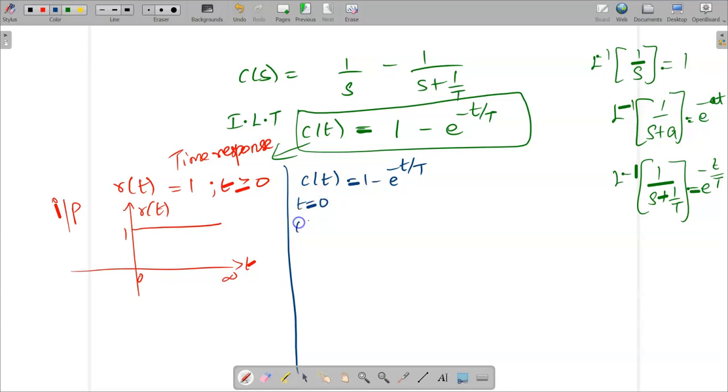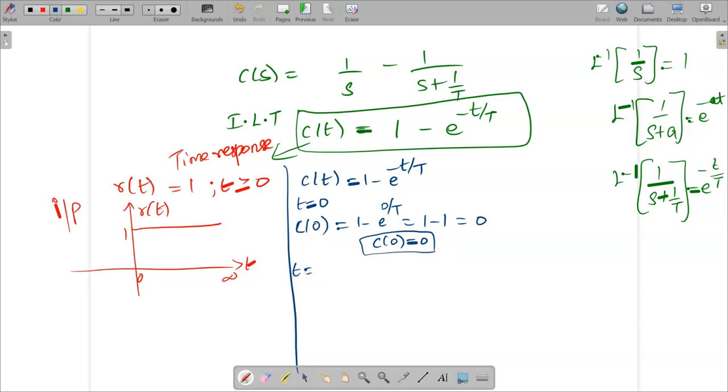So when t equal to 0, what is C of 0? 1 minus e power 0 by T. Anyway, e power 0 is 1. So 1 minus 1, which is nothing but 0. Okay. So c of 0 is 0. This is my first value.